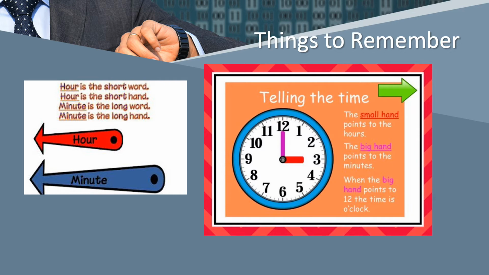Okay, so in this case, what will I do when I look at the clock now? I will look at the hour hand, which is the small hand. Where is it? It is pointing to 3. Then I will look at the minute hand. It is pointing to 12. So the time is 3 o'clock.